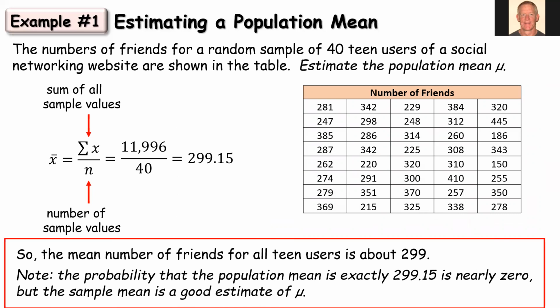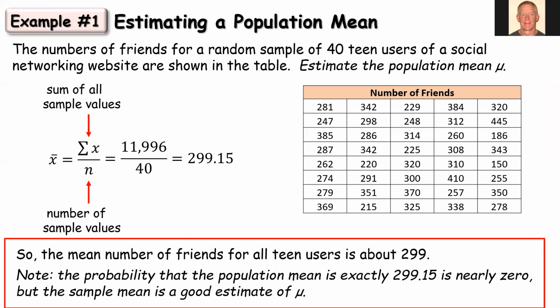Well, we can say that the mean number of friends of all teen users is about 299, okay? We've got a fairly large sample size here. Now note, the probability that the population mean is exactly 299.15 is nearly zero, right? Chances are if we did this again with another 40 people, we wouldn't get exactly 299.15, right? We'd get something a little different.